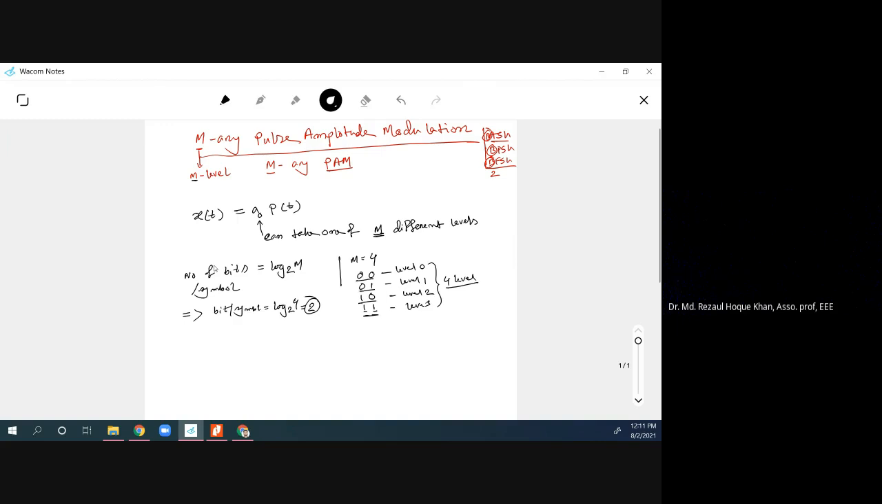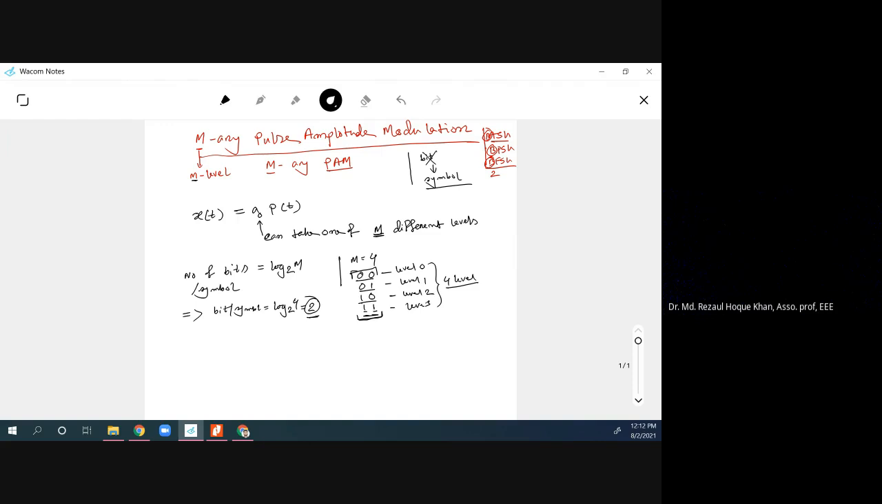If M equals 8, then the number of bits would be 3 per symbol. So this is simple. In one symbol there are 2 bits. So in M level or M array scheme, instead of bit, we will be using symbol. This is a 2-bit word. The symbol contains 2 bits. It's a 2-bit word. It can be a 3-bit word if M equals, sorry, 8.